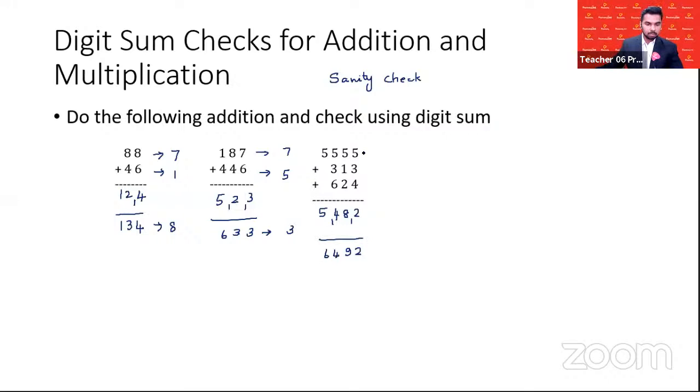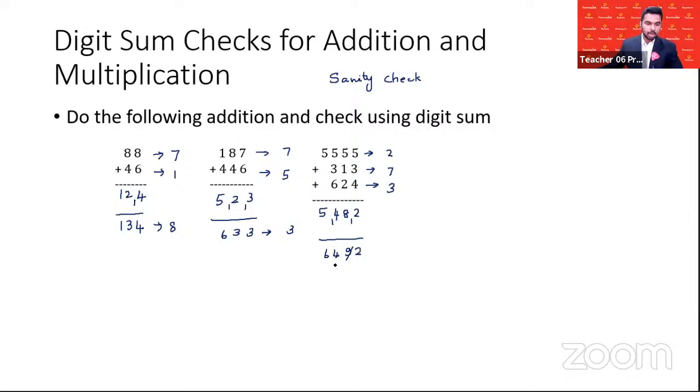Let's check the digit sum. So the digit sum here: the sum is 20, so the digit sum is 2. The digit sum here is going to be 7. What about this? You have 6 plus 2, 8 plus 4, 12, so the digit sum is 3. So the total digit sum is going to be 2 plus 7 plus 3, which is again going to be 3.